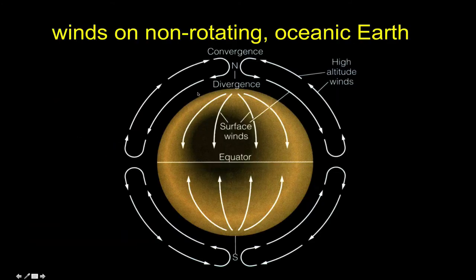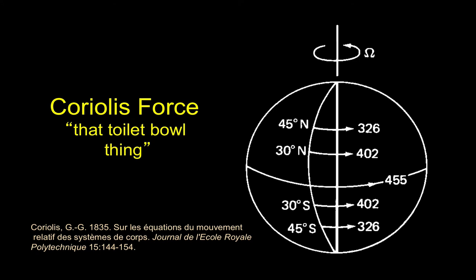This would be what we get. Very simplified: air going from the tropics to the poles up high in the atmosphere, and going from the poles to the equator down low, and those winds would be strong. So very simplified. But our Earth is spinning.